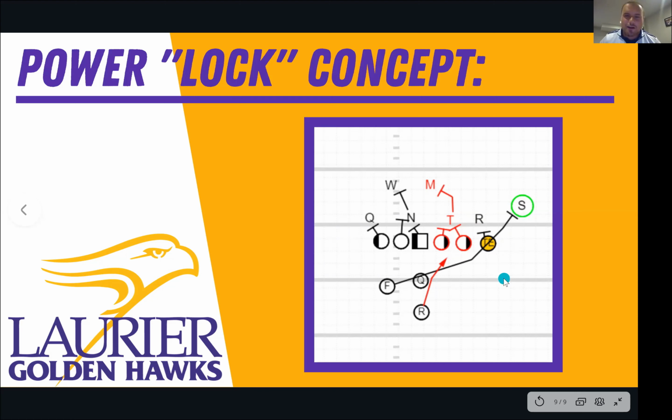Now, we've often run this as more of an extension of the down block as opposed to a kick out, but it just depends where the end lines up. And now our fullback or that slot adding into the box, he's now going to become the puller. And we're just going to keep our backside guard in another power counter double, working back to that backside linebacker.